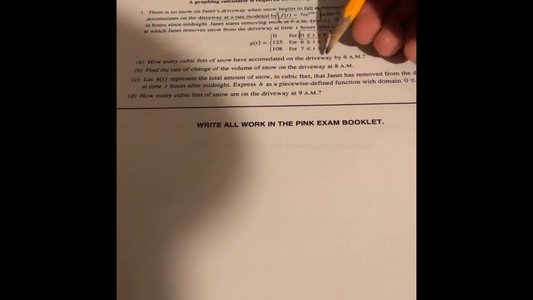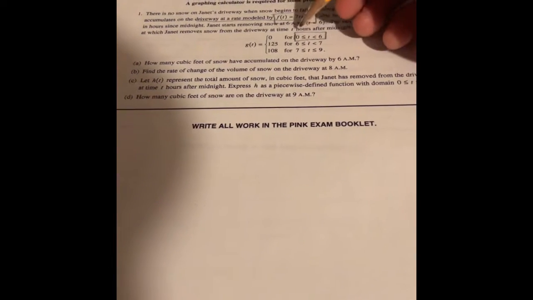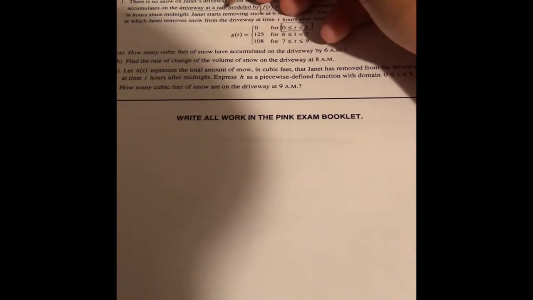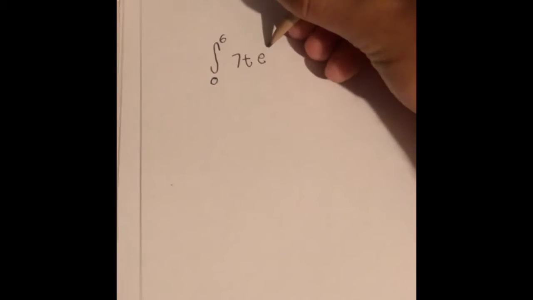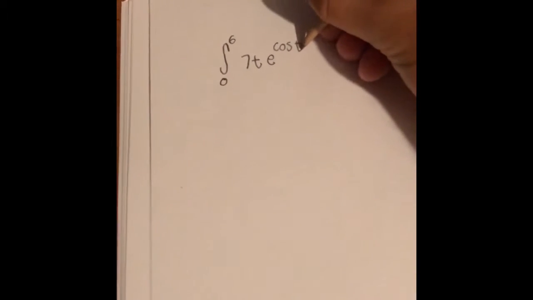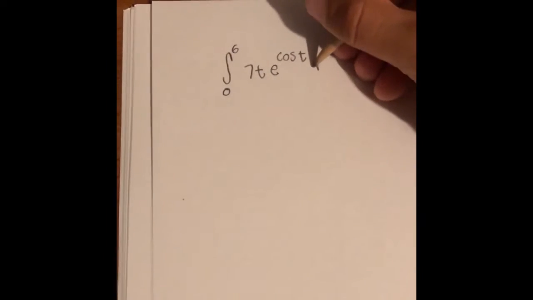Alright, for part A, we'll be finding how many cubic feet of snow have accumulated on the driveway at 6 a.m. So we know our interval will be from 0 to 6. The rate of snow that accumulates on the driveway is modeled by f of t, so we'll be using f of t. Our boundaries will be from 0 to 6, and then our f of t is 7t e to the cosine t dt.